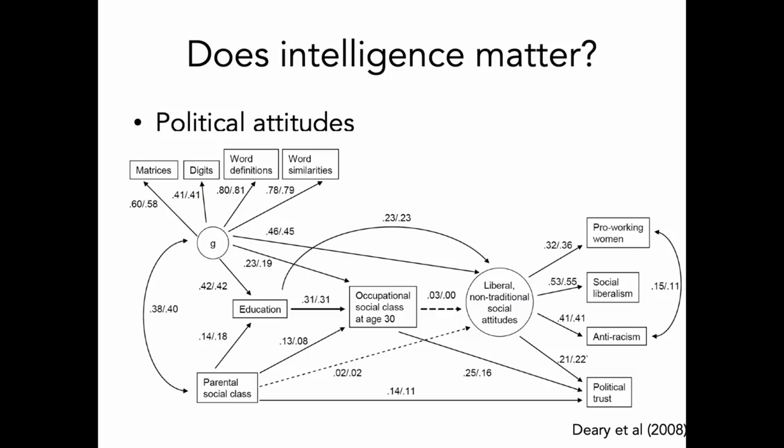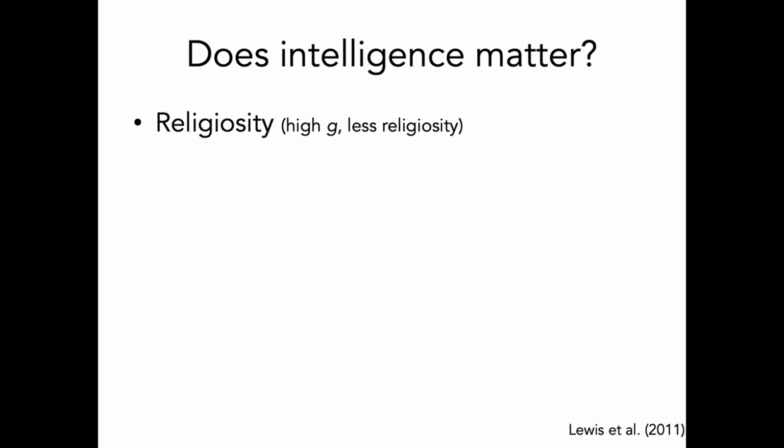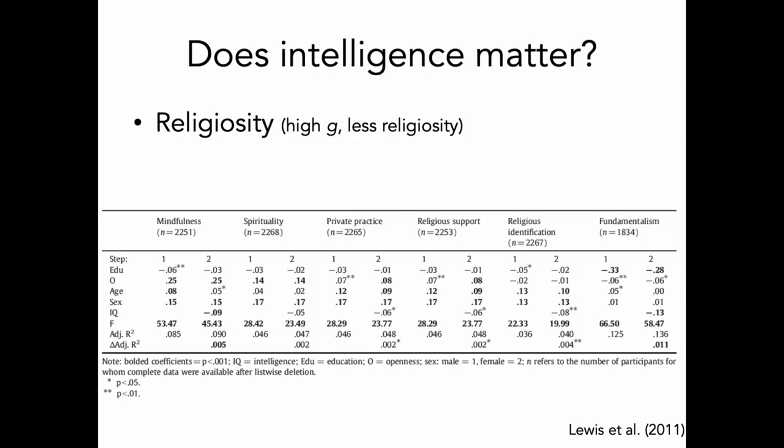Finally, and there is just a whole field of results here, but I'm giving you some highlights. High fluid intelligence leads to less religiosity, which is not what religion people belong to, but how intensely they engage with their religion. And here are some different regressions that are parceling out different components of religiosity that might be of interest to you. So you can look at mindfulness and spirituality, private practice of religion, religious support, religious identification, etc. And you can see the row there called IQ shows that it has a relationship to some of these, but not other ones. And you can look around at age, sex, and education too, if you're interested.